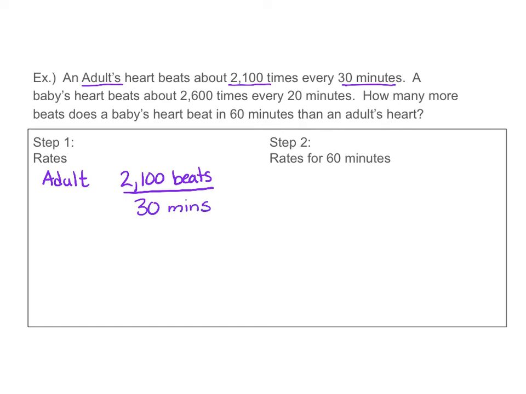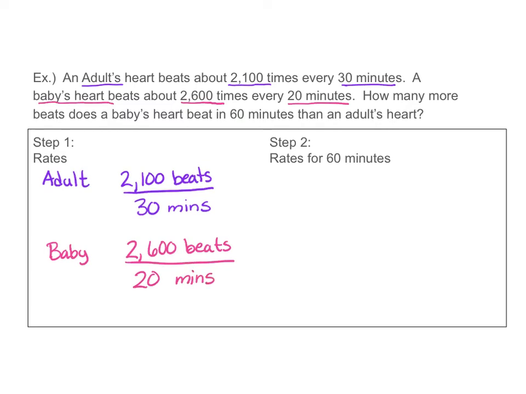Then for my baby's heartbeat, I have 2,600 beats for 20 minutes. So I'm going to write baby, and it's 2,600 beats for 20 minutes. The next thing it asks is how many more beats does a baby's heart beat in 60 minutes? That means I have to change all of these to get to 60 minutes, the rates for 60 minutes. In order to get from 30 to 60, I'd have to multiply this one by 2 over 2. So 2,100 beats times 2 is 4,200 beats for 60 minutes.